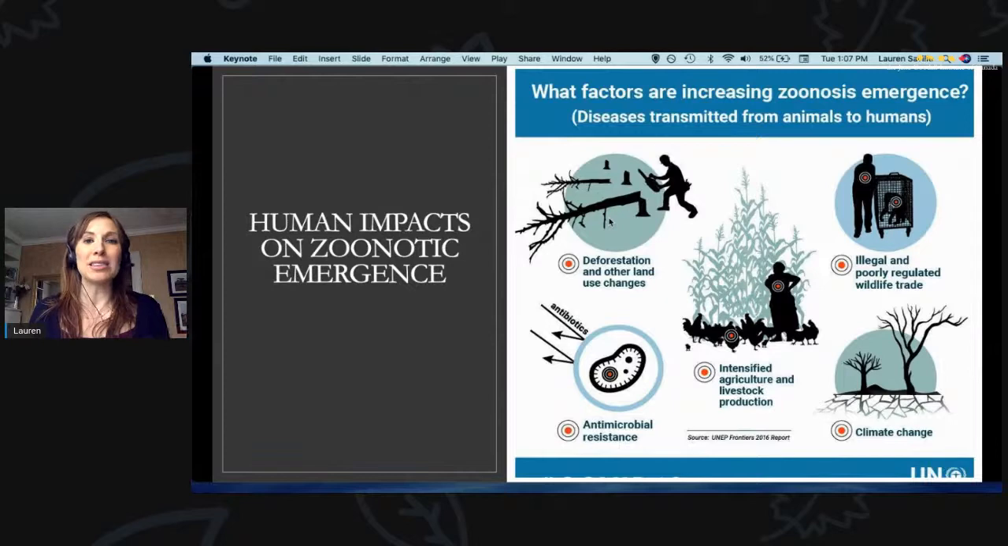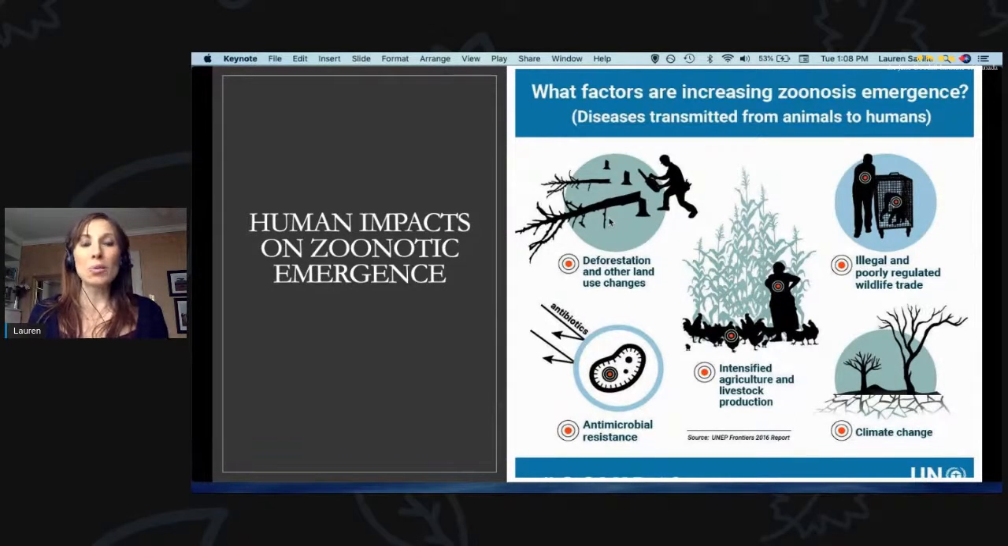Even in Toronto, in such a big city that's been here for so long, we still have lots of wildlife. We have coyotes, we have foxes, we have raccoons. We have lots of animals involved in our lives here, and that can cause diseases to pass on, especially to our dogs and our cats. Then we have intensified agriculture and livestock production.